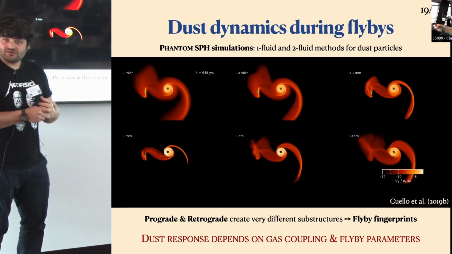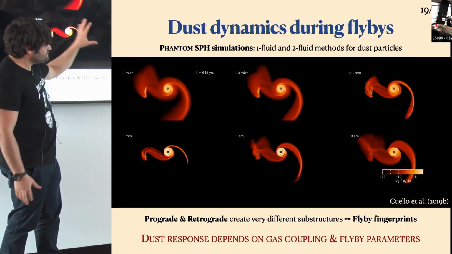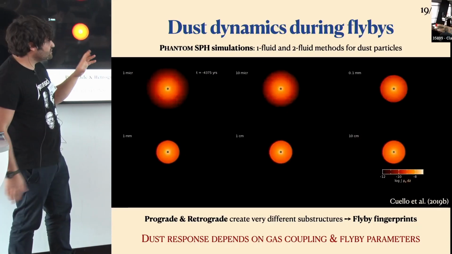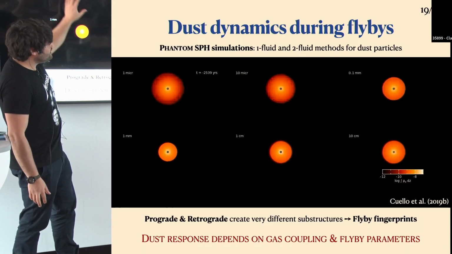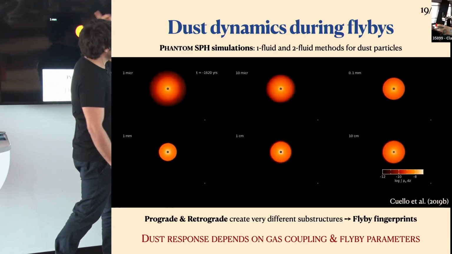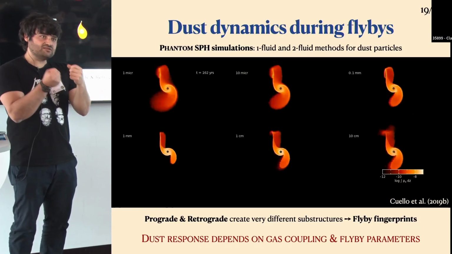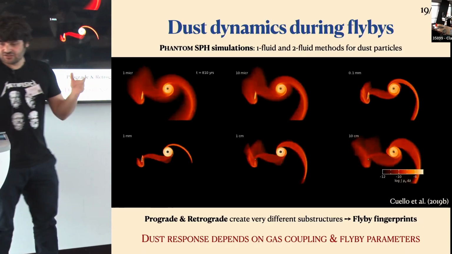But essentially, what you can see here is that based on the size of the dust, you will have different structures emerging. I will just show two examples: first, a prograde encounter and then a retrograde one. So you have 1 micron particles up to 10 centimeters, and you increase the size. This is important because it depends on the degree of coupling between dust particles and gas, and that depends on the size. So this is for prograde.